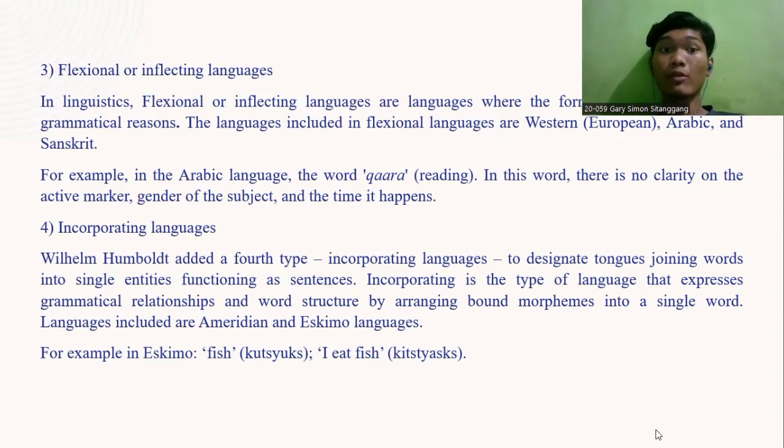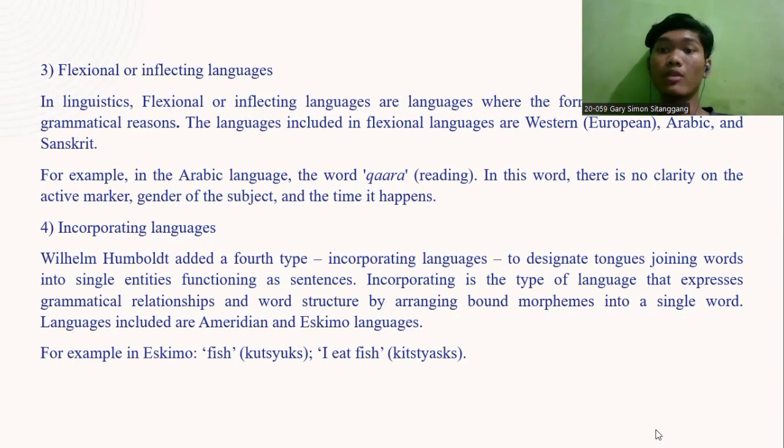For incorporating languages, Wilhelm Humboldt added the fourth type, incorporating languages, to designate tongues joining words into single entities functioning as sentences.